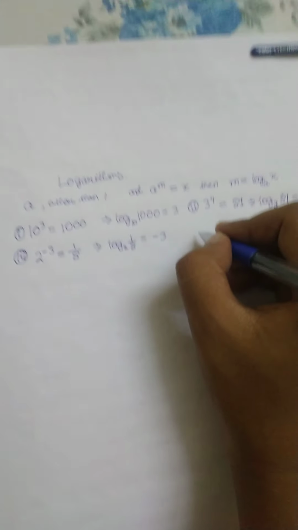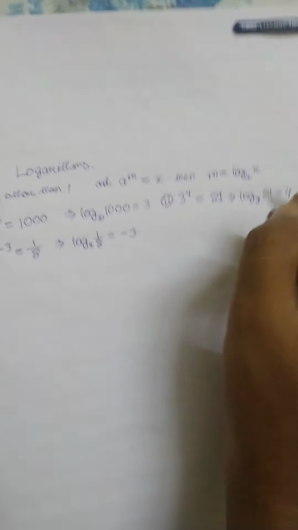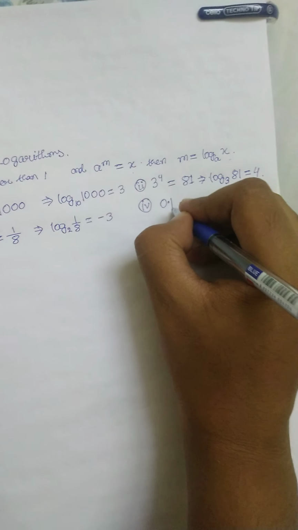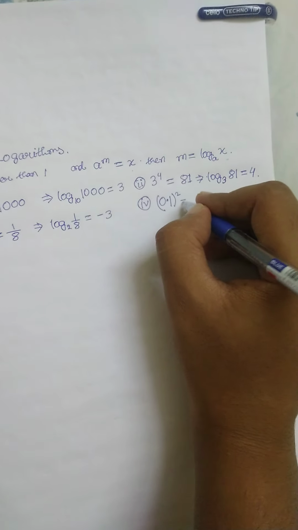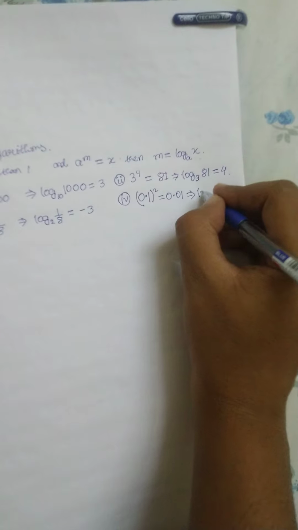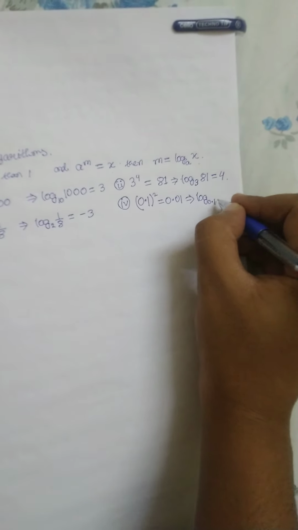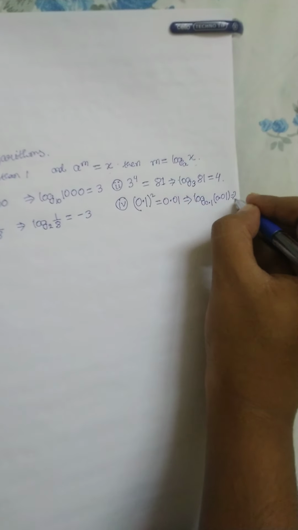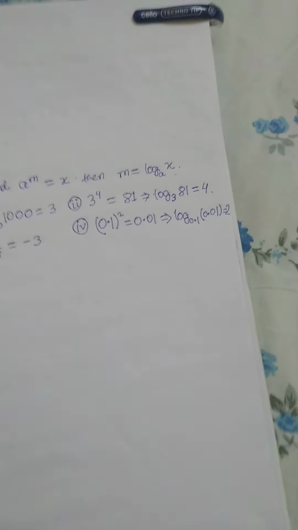Now we'll talk about another example, that is 0.1 whole squared is equal to 0.01, and log base 0.1 of 0.01 is equal to 2. Okay, hope my writing is clear. 0.1 whole squared is equal to 0.01, and that's equal to log base 0.1 of 0.01 is equal to 2.